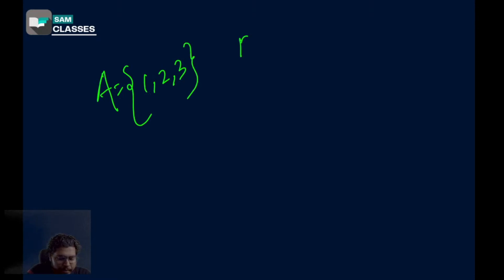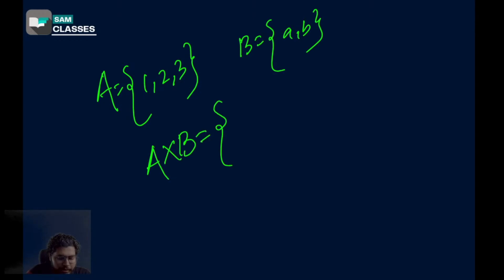If I give a simple question to all to do, A is equal to {1, 2, 3} and B is equal to {a, b}, find A cross B. Very simple question. Write down in the chat section. You just need to write the elements. Come on, fast.